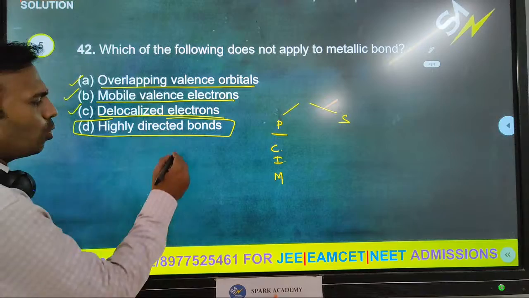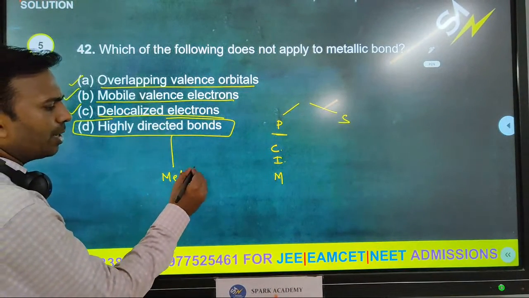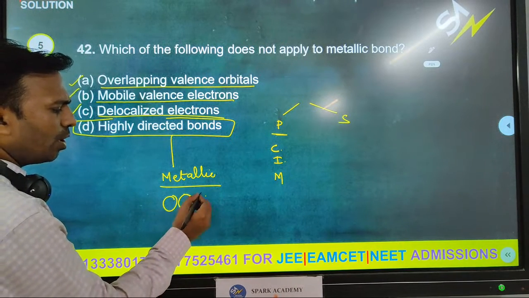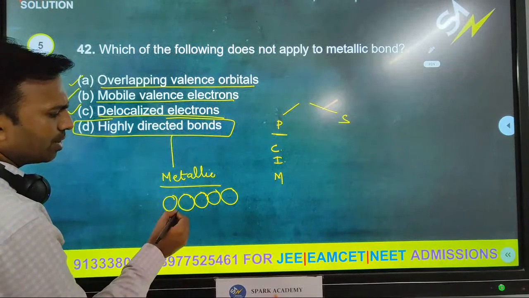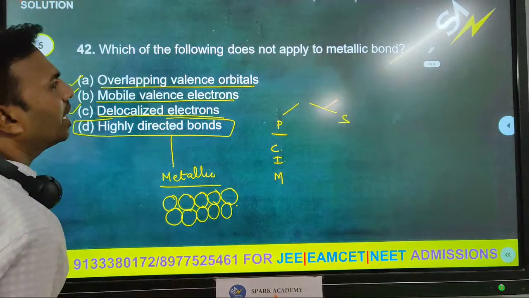In a metallic bond, only one type of bond is there, that is called the metallic bond. The metallic bond contains only one type of bond, present between all the metallic elements. In metallic elements, only one type of bond is there, and that bond is called the metallic bond.